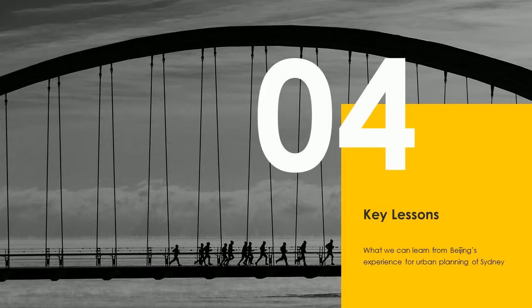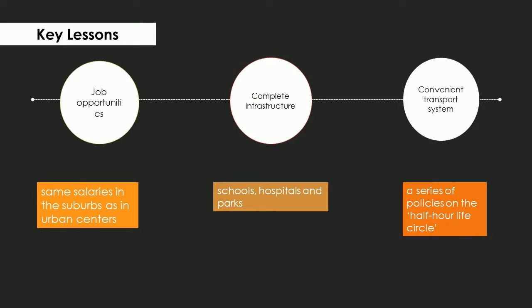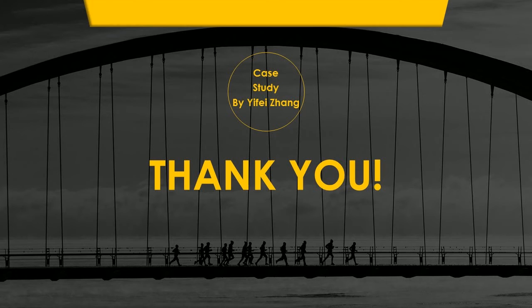So what can we learn from Beijing's experience for the urban planning of Sydney? Sydney should also create more jobs in the city's subcenters, improve the infrastructure of the new district, and build more convenient public transport. In this way, people are willing to stay close to work and home instead of going to the city center. That is all of my case study.